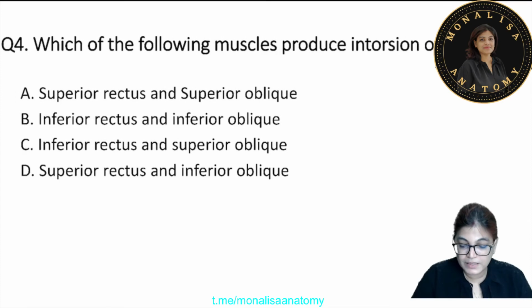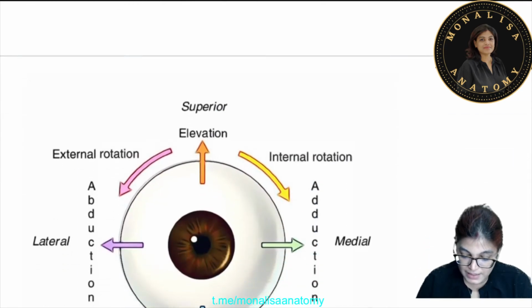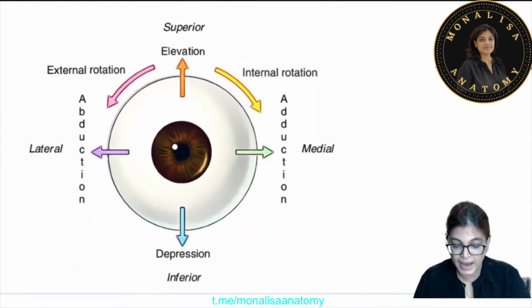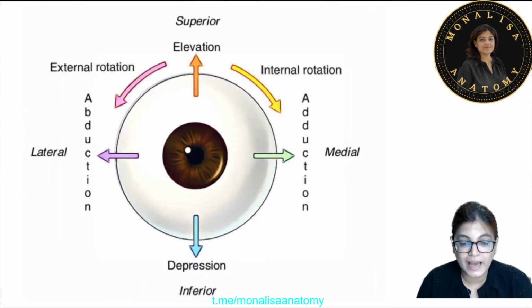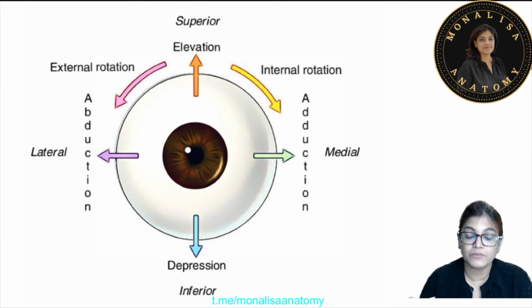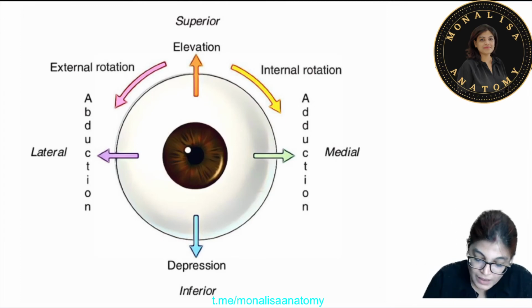Which of the following muscles produces intorsion of the eyeball? Which muscle is producing intorsion of the eyeball? So firstly it is important to know the functions of the extraocular muscles. Let's discuss in short. This is a schematic diagram in which you can see the following movements are possible in the eyeball.